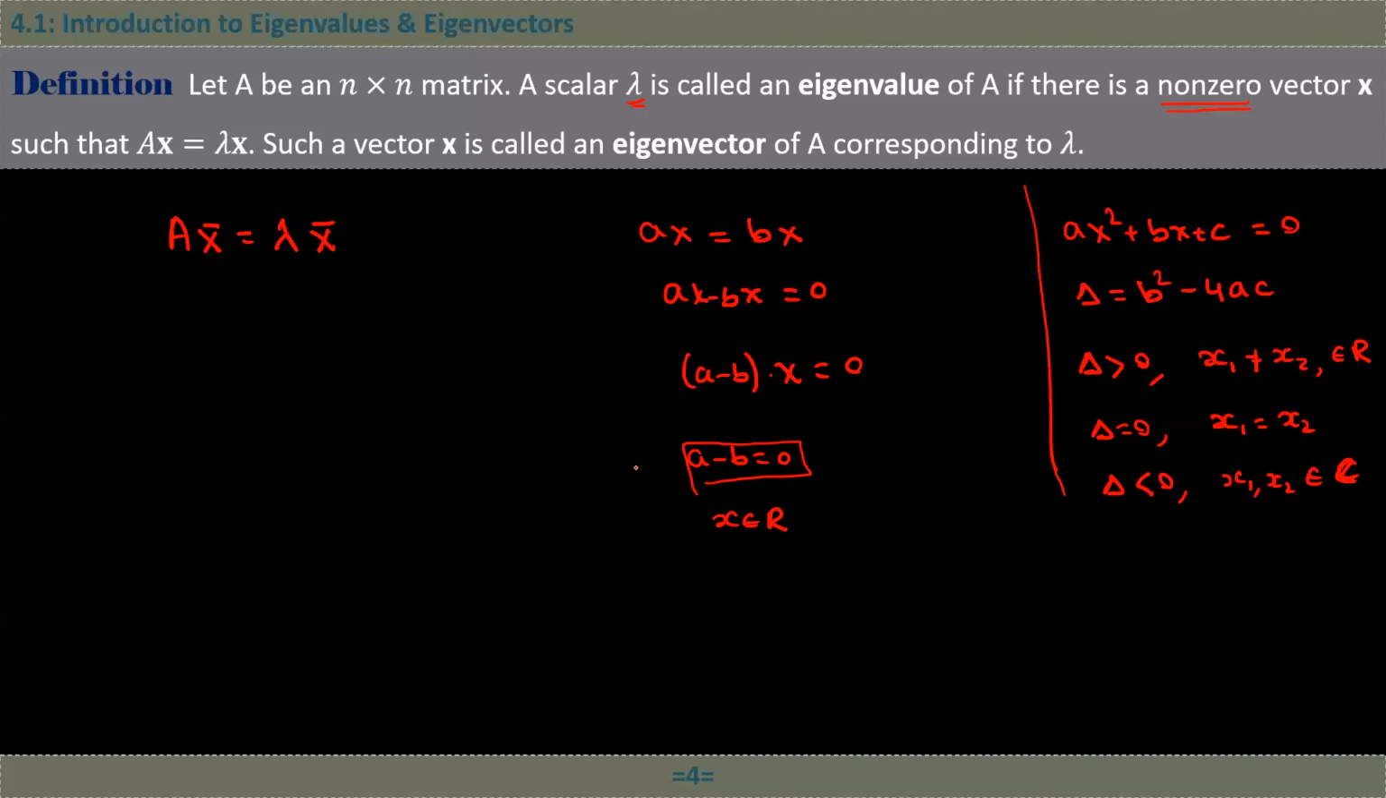Number one is a minus b is equal to 0, and a minus b is not equal to 0. In the first case, if a minus b is equal to 0, then x is any real number. It has infinitely many solutions. And how about if a minus b is not equal to 0? Then the only solution is, a non-zero number times what is equal to 0? The only solution is equal to 0. So here we have only one solution.